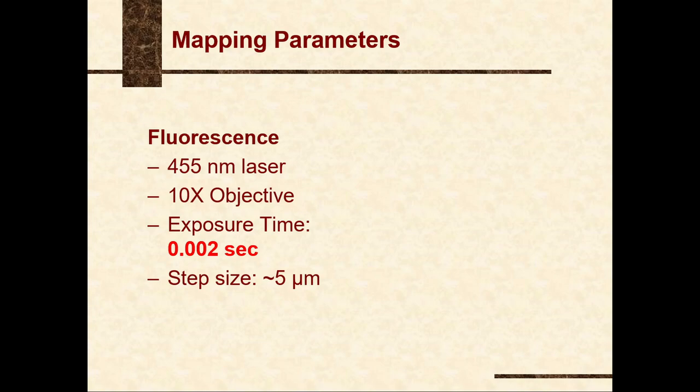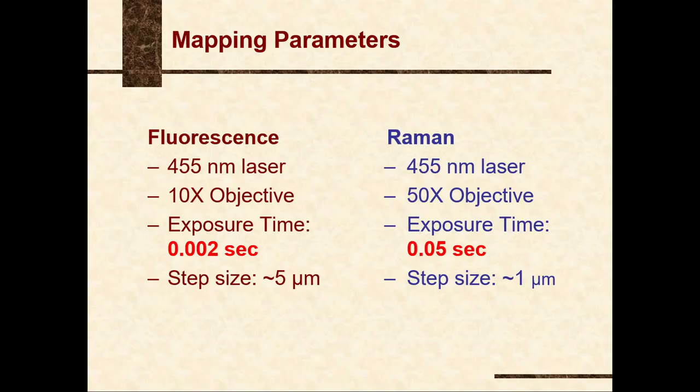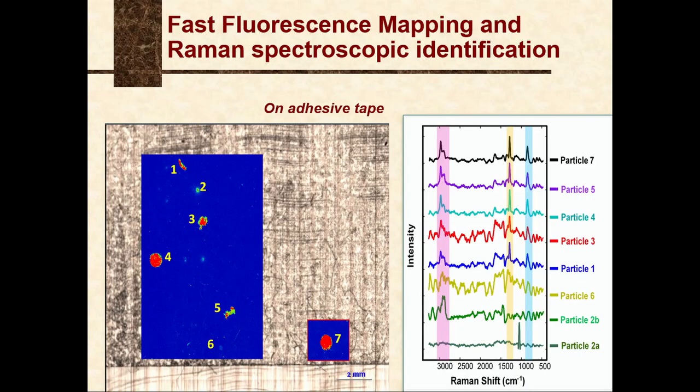So we just do mapping. And then when we find a particle with fluorescence, we use Raman in order to map the area around the particles. And again, a single Raman spectrum we are measuring using only 50 milliseconds. And this is a typical result which we have.